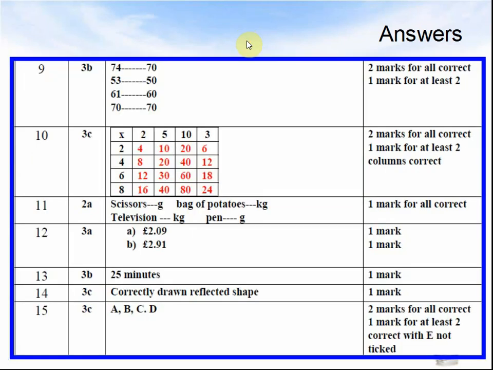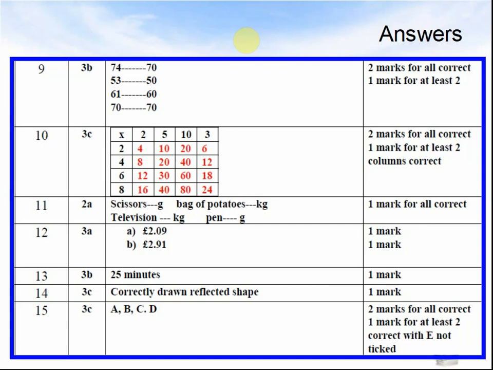Question 9. 74 goes to 70. 53 rounds to 50. 61 rounds to 60. 70 rounds to 70. Question 10. 2 times 2 is 4. 2 times 5 is 10. 2 times 10 is 20. 2 times 3 is 6.